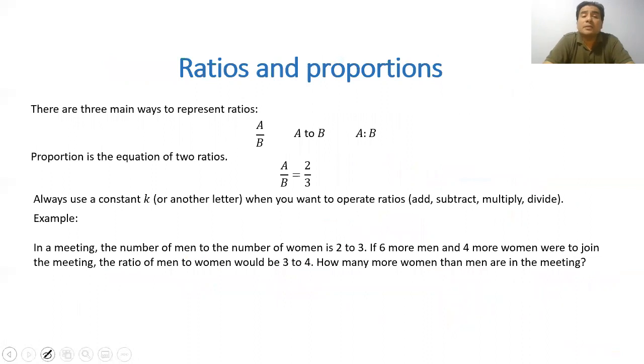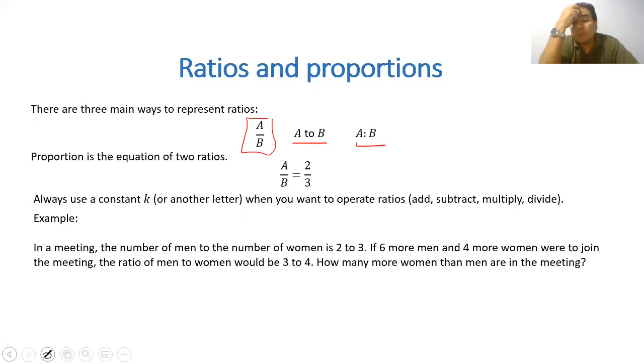Now let's talk about another topic, which is ratios and proportions. Okay, when we talk about ratios and proportions, we're talking about quotients. A ratio is a quotient of two quantities. So you can represent this in three ways: A over B, A to B, or A colon B. And what is a proportion? A proportion is the equation of two ratios. For example, A over B equals 2 over 3, or A is to B as 2 is to 3.